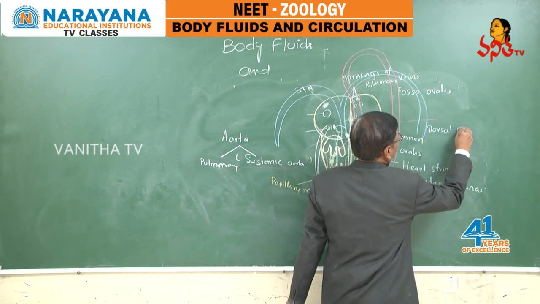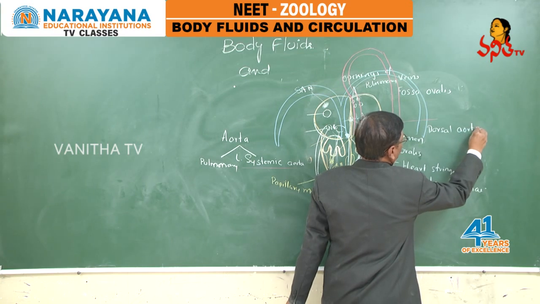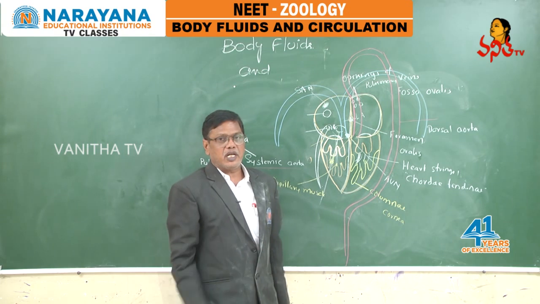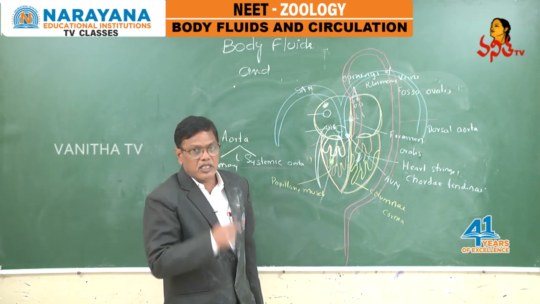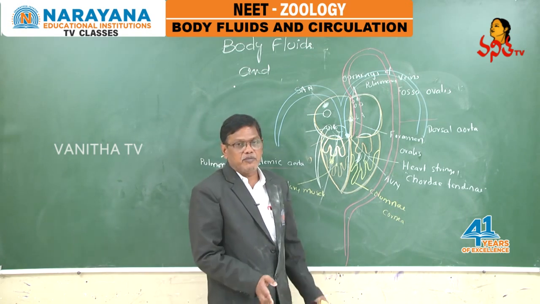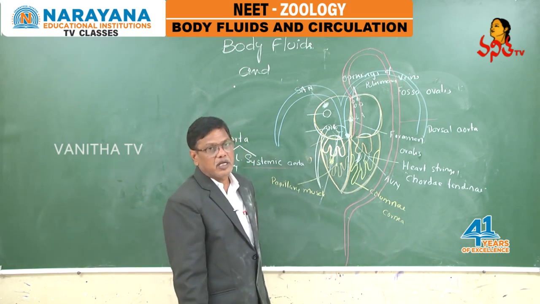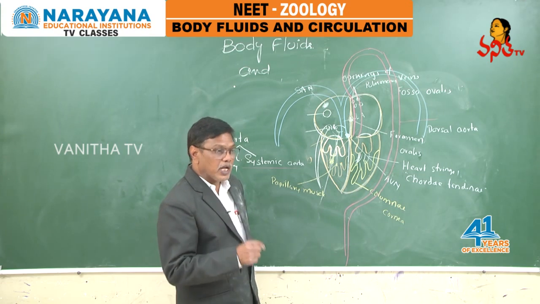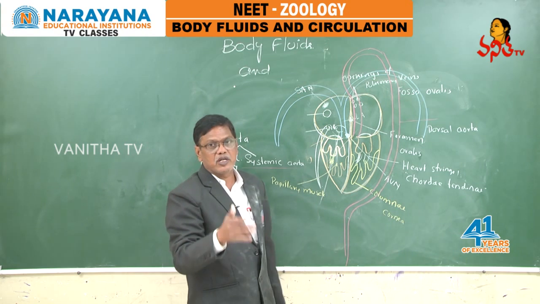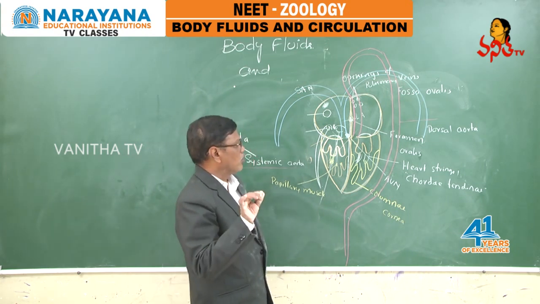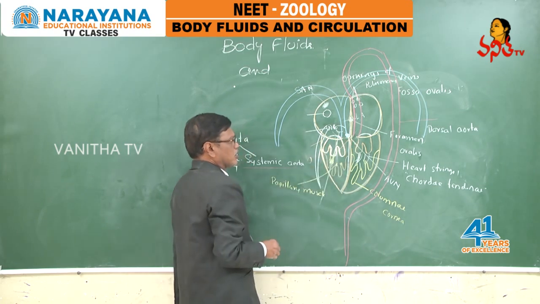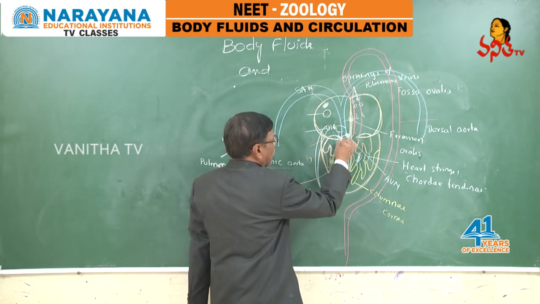This dorsal aorta is the largest blood vessel in us. It runs posteriorly on the dorsal side just beneath the vertebral column up to the level of the hind limbs. There it divides into what? Iliac arteries, supplying blood to hind limbs. Before that, through several branches, it supplies oxygenated blood to different parts of the body.